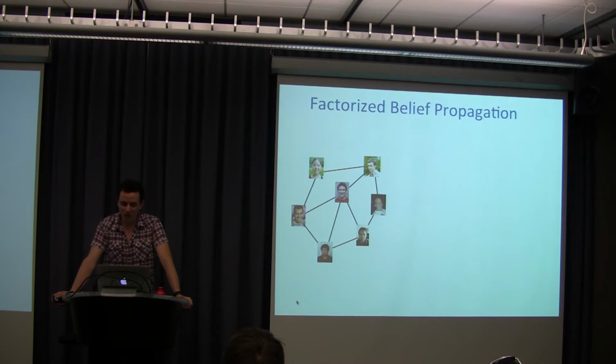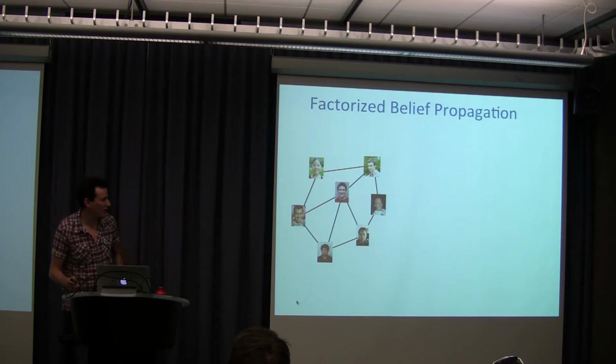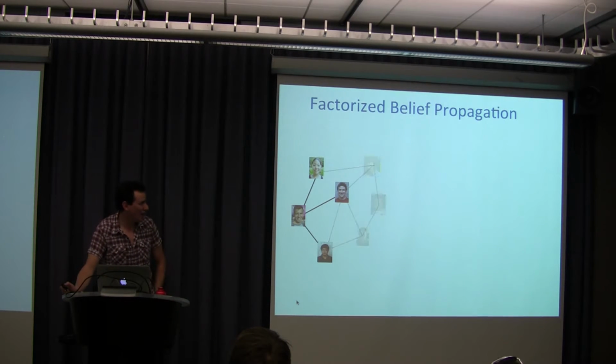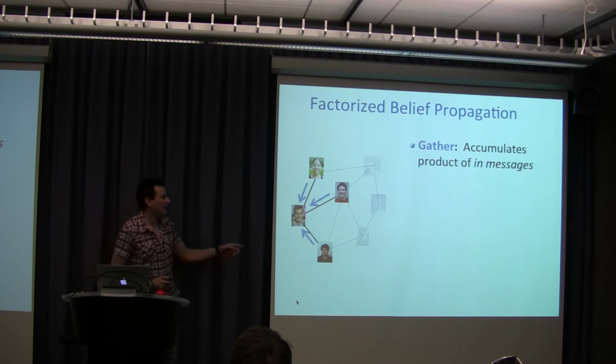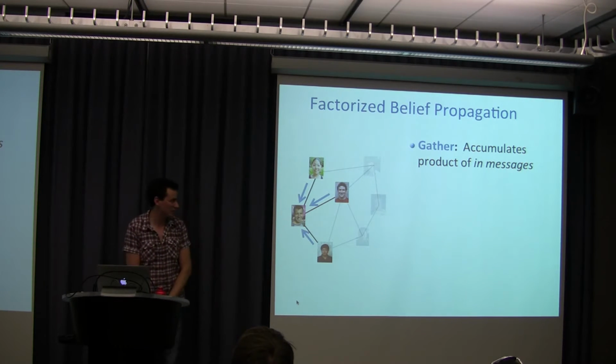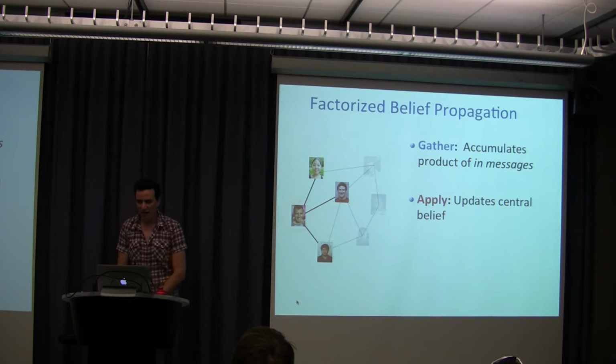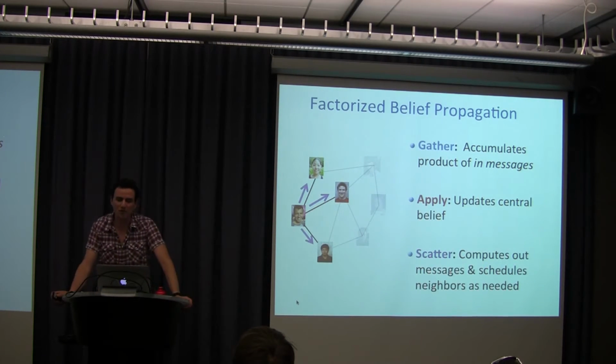Here's another example of what you might want to do in parallel using the gather, apply, scatter model. Let's say I want to do belief propagation on a graphical model. Here's a particular graph. What you'll be doing in the gather phase is accumulating the product of the incoming messages to my vertex. In the apply phase, I change my belief. And in the scatter phase, I compute the outgoing messages to my neighbors.